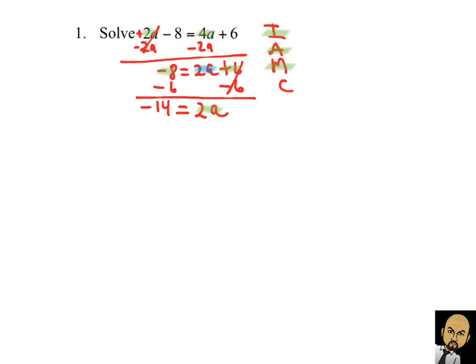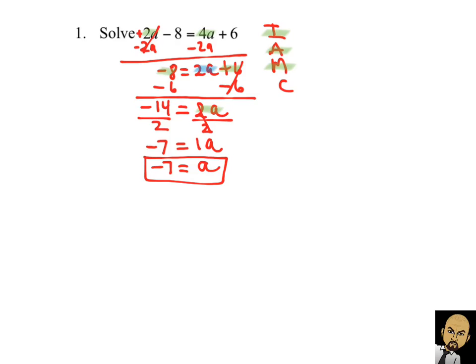Then we go to M, which is undo multiplication or division of a variable term. Our variable term is 2a, which means 2 times a. So how do you undo multiplying by 2? Well, you're going to divide both sides by 2. And so you end up with 2a divided by 2, which equals 1a, which is just plain a. And on the opposite side, you end up with negative 14 divided by 2, which is negative 7.